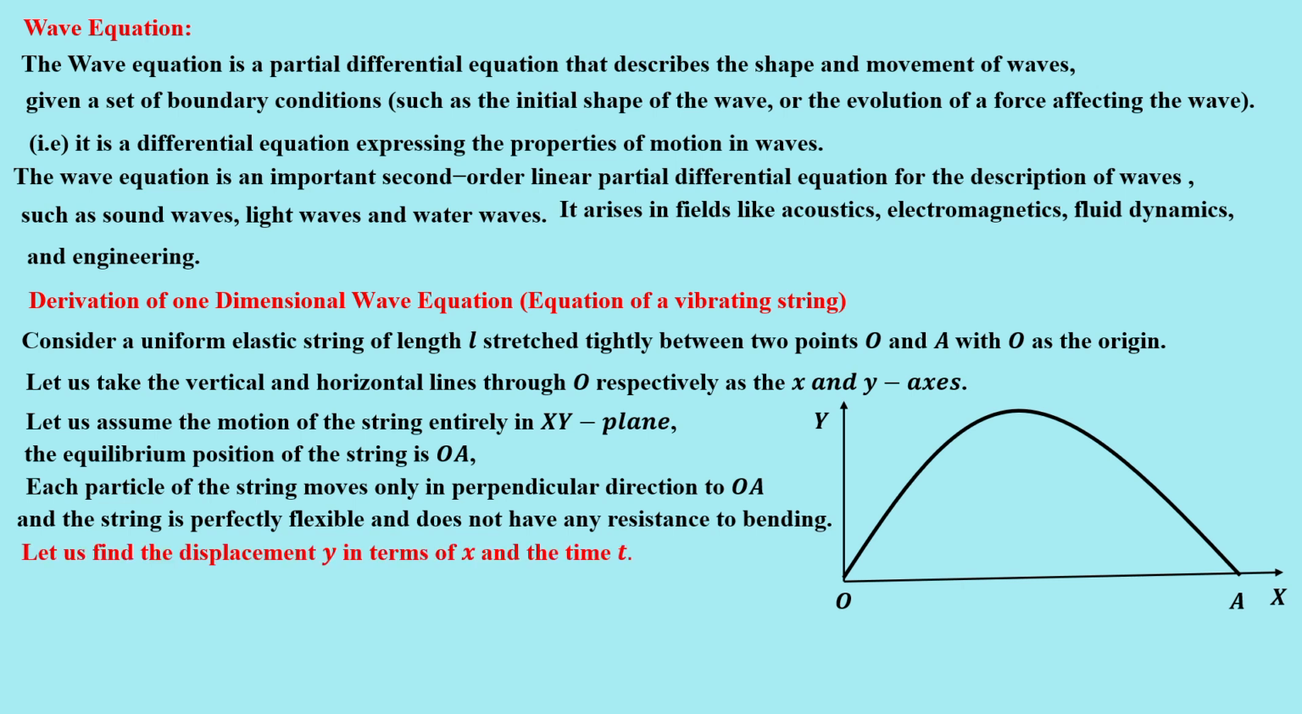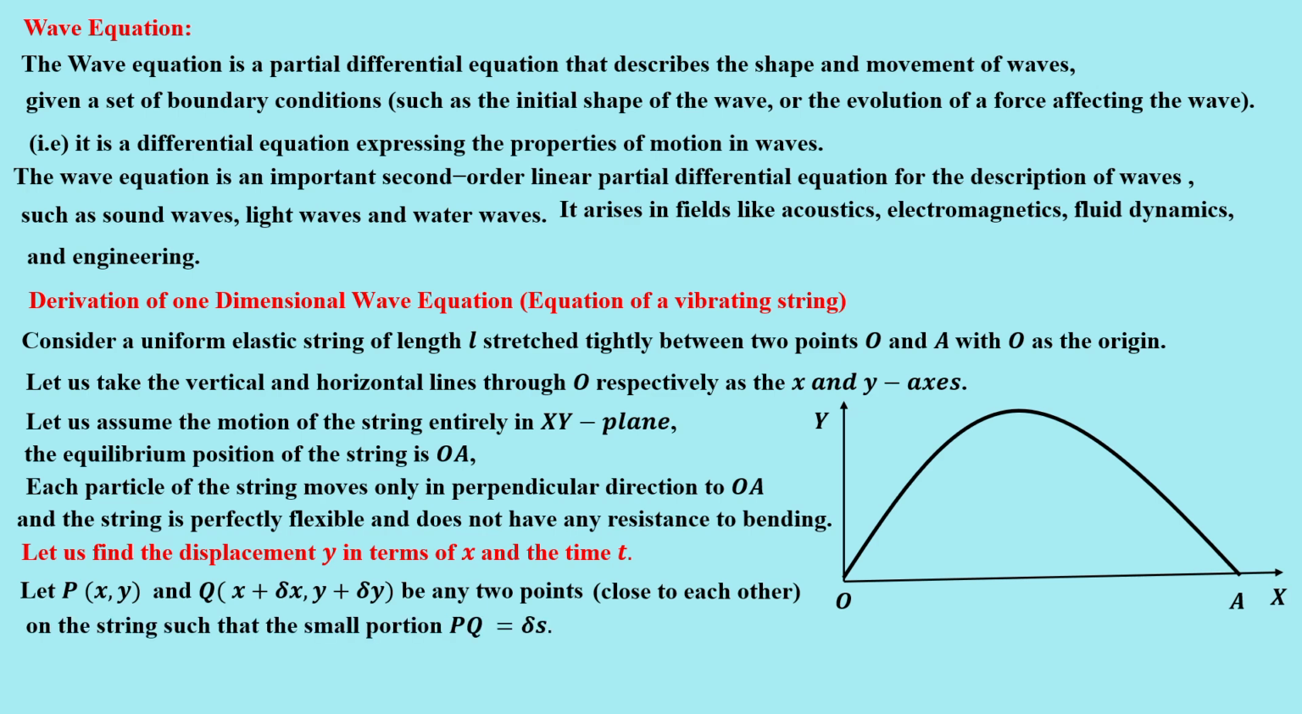Let us find the displacement y in terms of x and the time t. Let P(x, y) and Q(x plus delta x, y plus delta y) be any two points. That is, delta x, delta y are very small. So P and Q both are very near points, very close on the string, such that the small portion PQ is equal to delta s. So PQ is the distance, that is delta s.